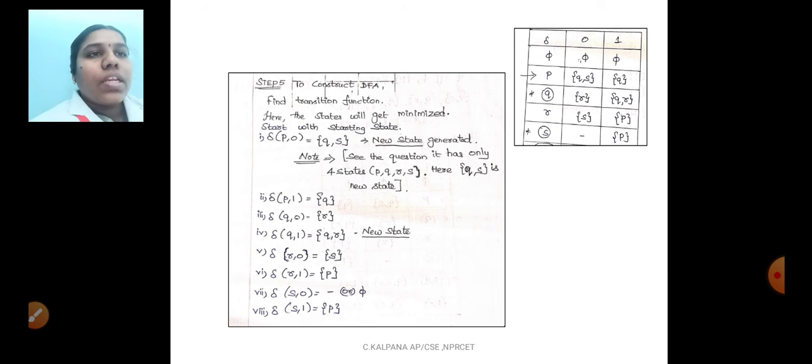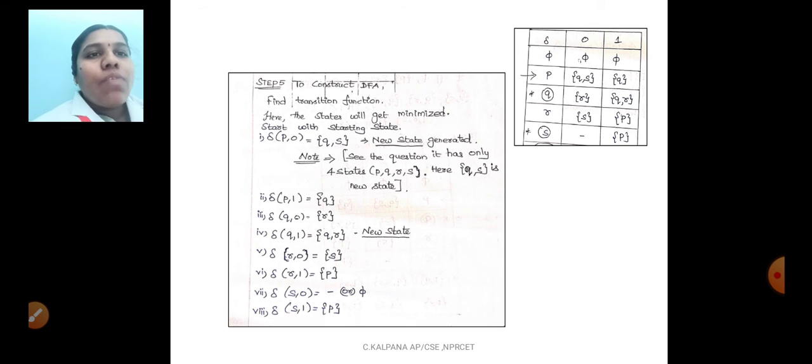Then go to r comma 0, the answer is yes, it is already available in the question, so it is an old state. Then r comma 1 is phi, it is already available, so old state. S comma 0, phi is the answer, there are no sets here and there is no input state for s comma 0, so it is considered phi. And s comma 1 is p, it is already available in the question, so it is mentioned as an old state.